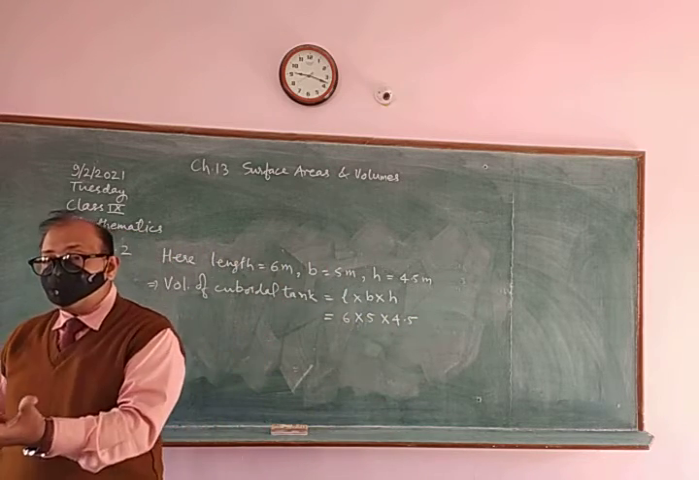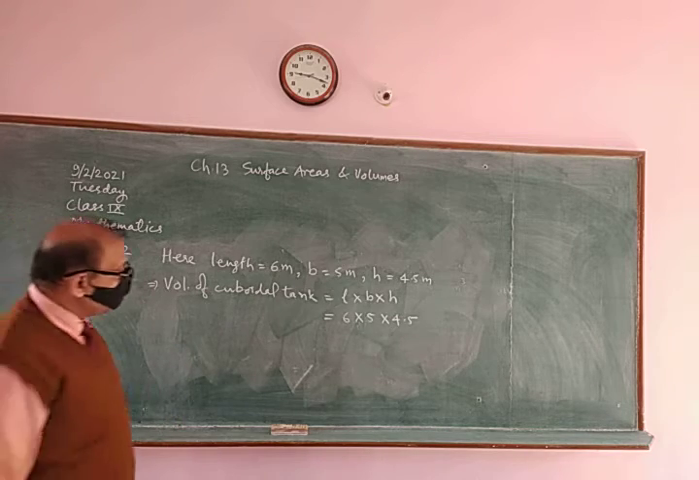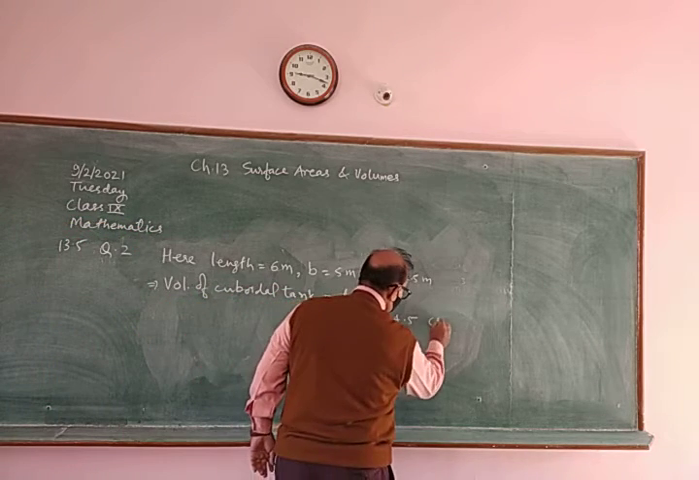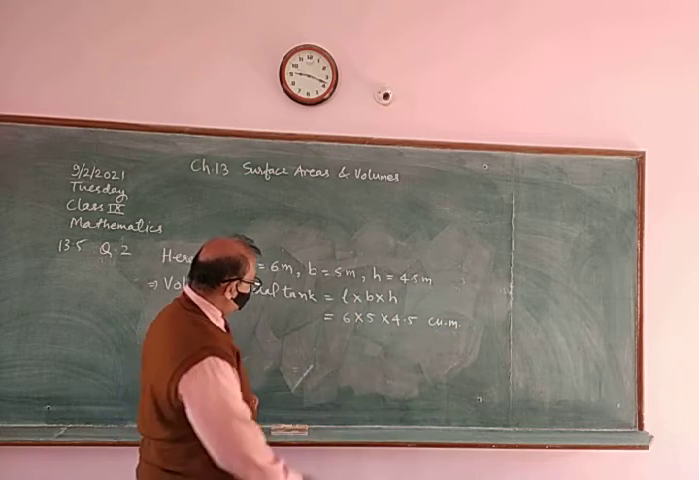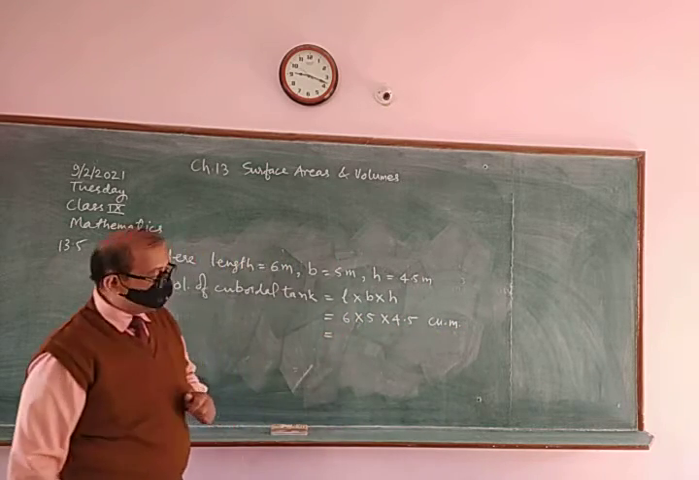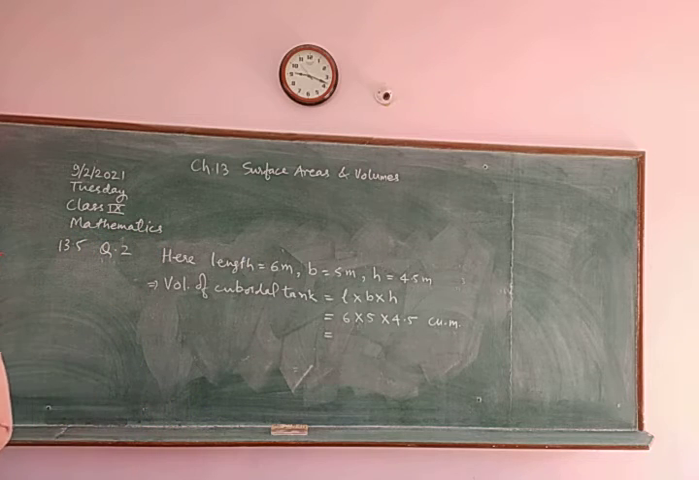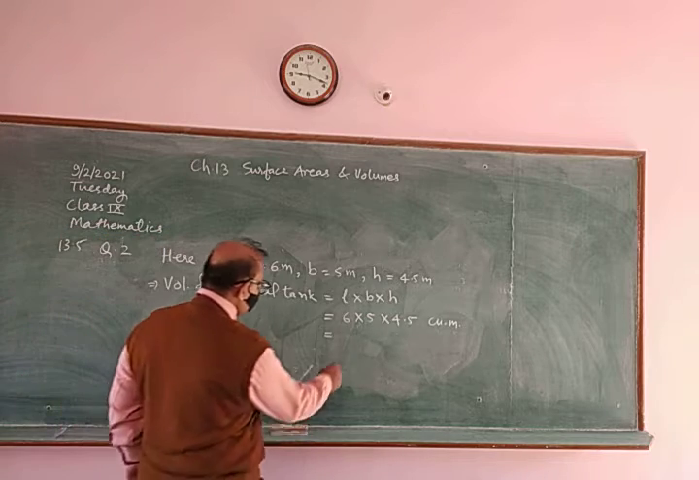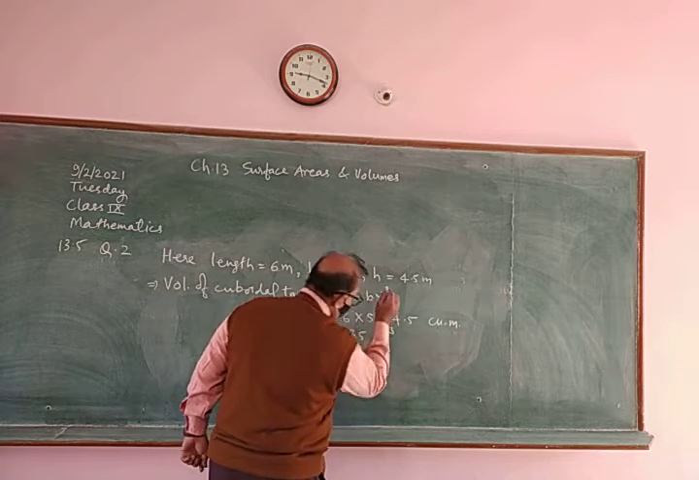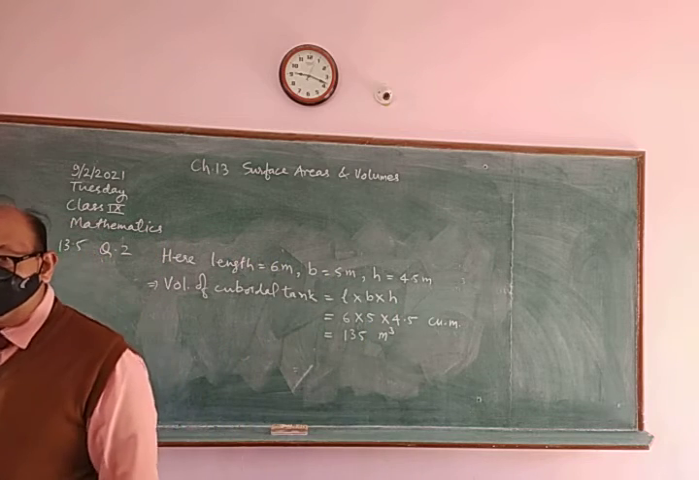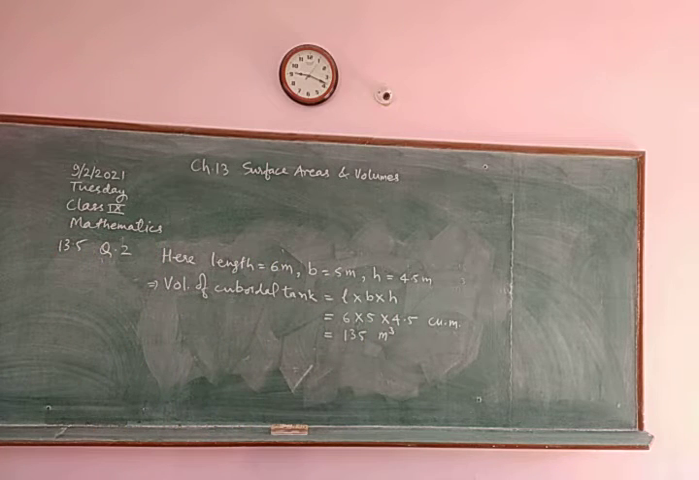The unit of volume is cubic meter. 6 5s are 30, 30 into 4.5 is 135. 135 cubic meter. So this is the volume of the cuboidal tank.